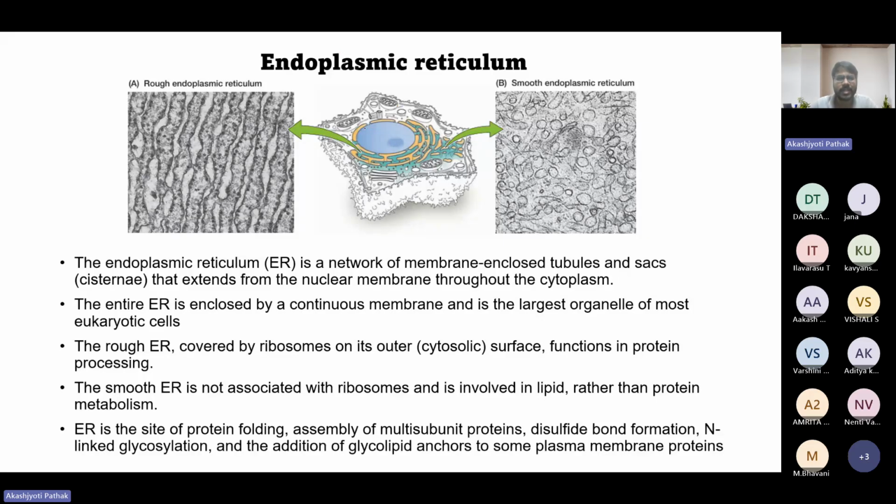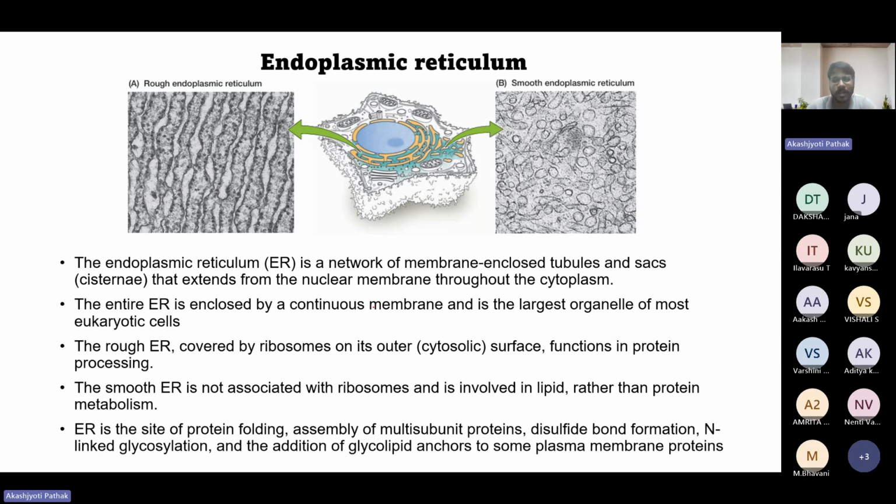Actually, if you look at the structure of the cell, this membranous structure is widespread throughout the cell. That is why the endoplasmic reticulum basically forms a network of membrane-enclosed tubules and sacs that extends from the nuclear membrane throughout the cytoplasm. So starting from the nucleus and going almost to the periphery, it forms a network-like structure, and the entire endoplasmic reticulum is enclosed by a continuous membrane.